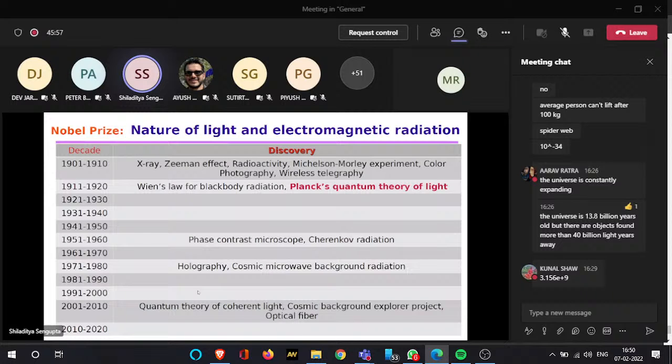And here there are, these are some examples of Nobel Prizes that were given on this particular theme. And as you can see, some of these Nobel Prizes are for discovering theory and answering theoretical questions, like Planck's quantum theory. And some of the others are for discovering technologies like the microscope, holography, the laser, etc. Optical fiber.